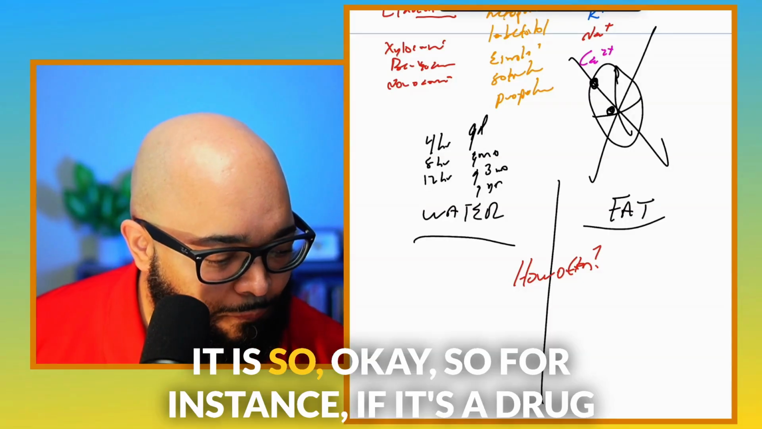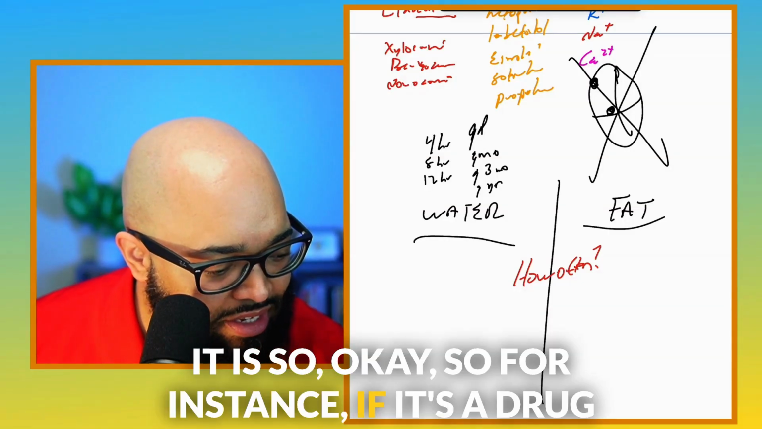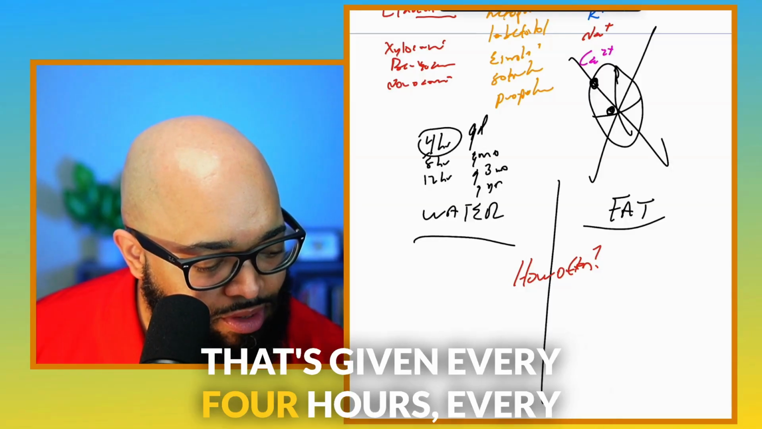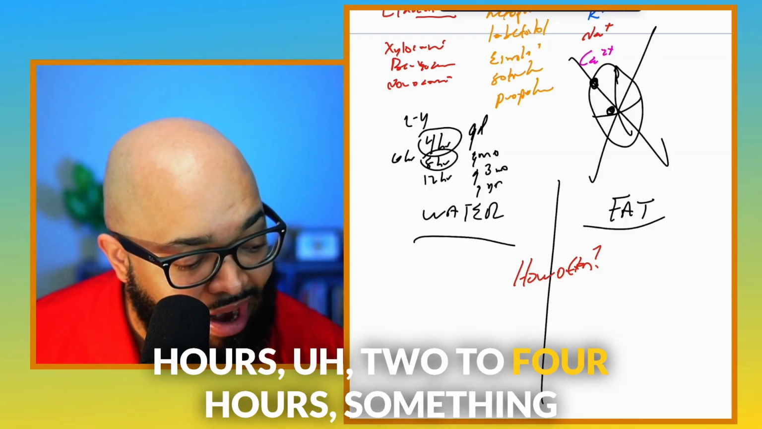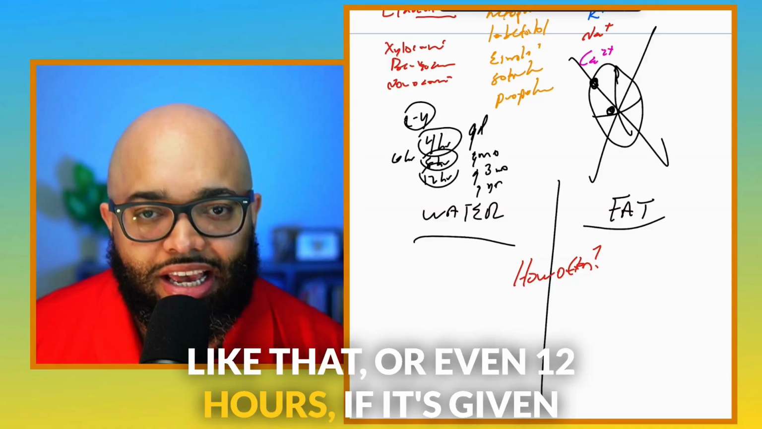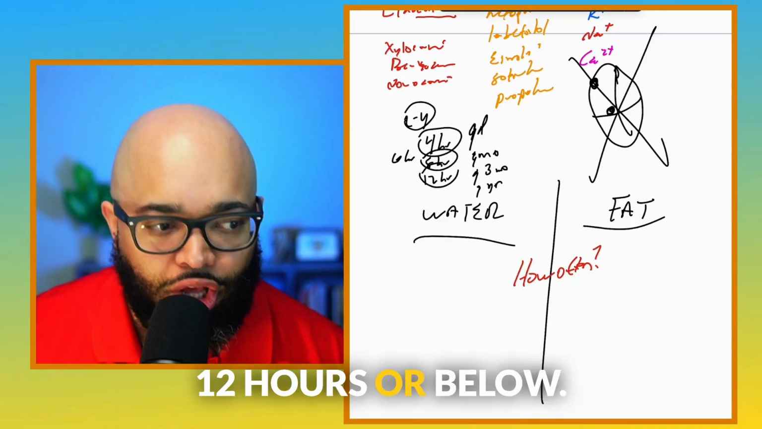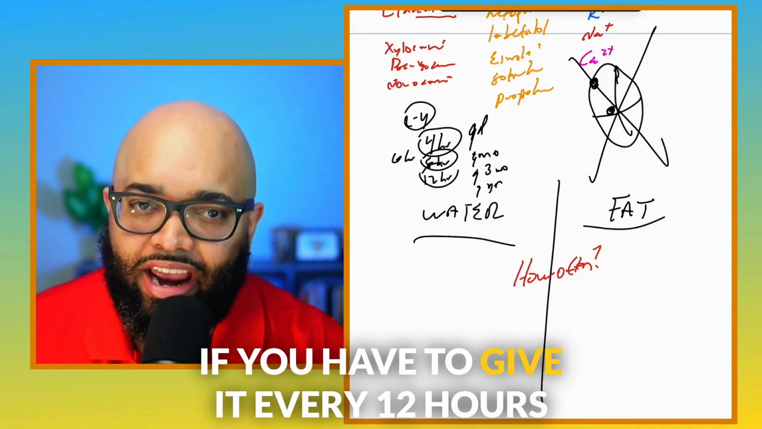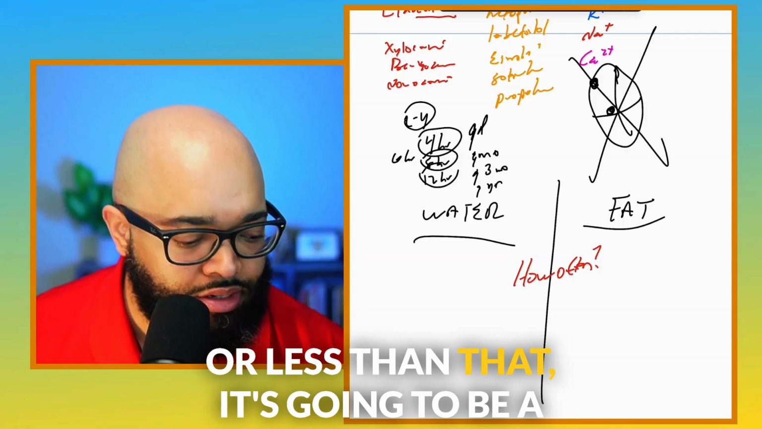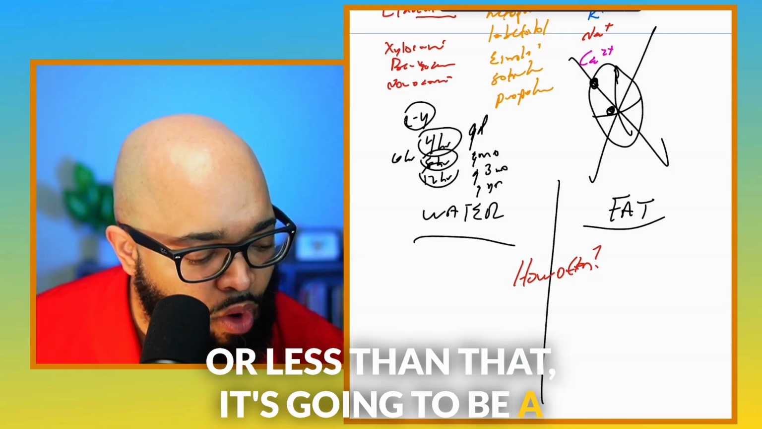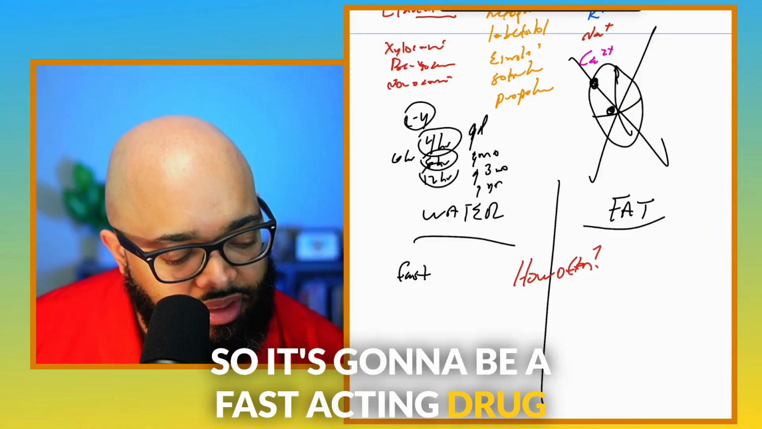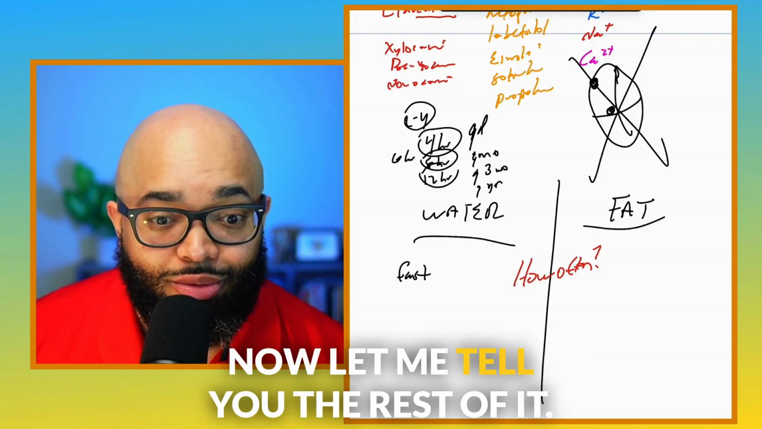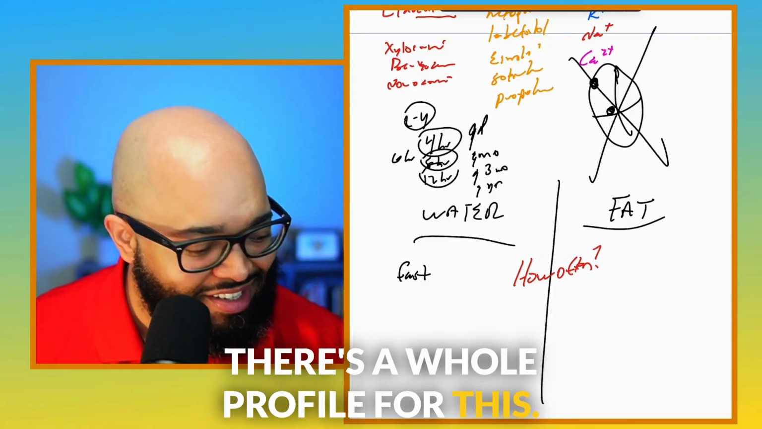So, for instance, if it's a drug that's given every 4 hours, every 8 hours, let's throw in 6 hours, 2 to 4 hours, something like that, or even 12 hours. If you have to give it every 12 hours or less, it's going to be a water soluble drug. So it's going to be a fast acting drug that's water soluble. Now, let me tell you the rest of it. There's a whole profile for this.